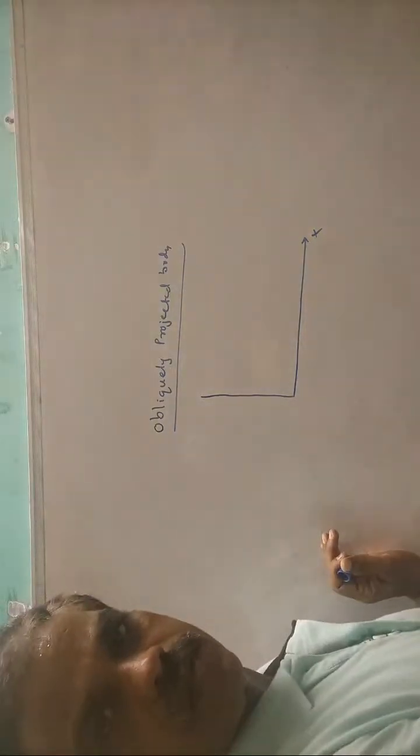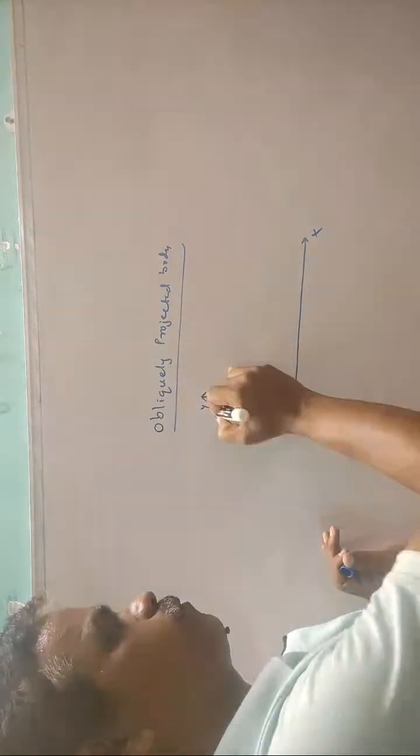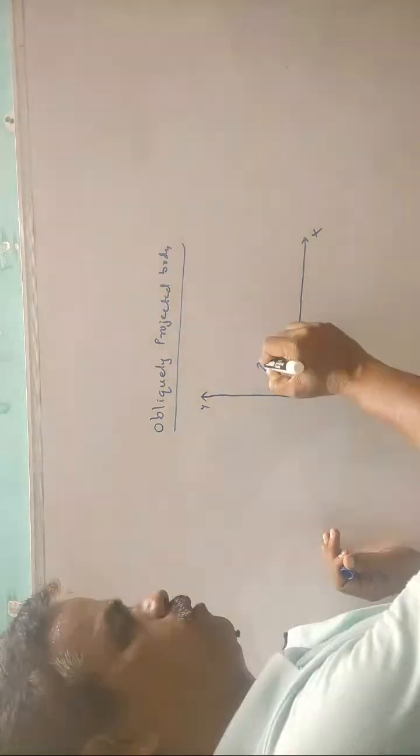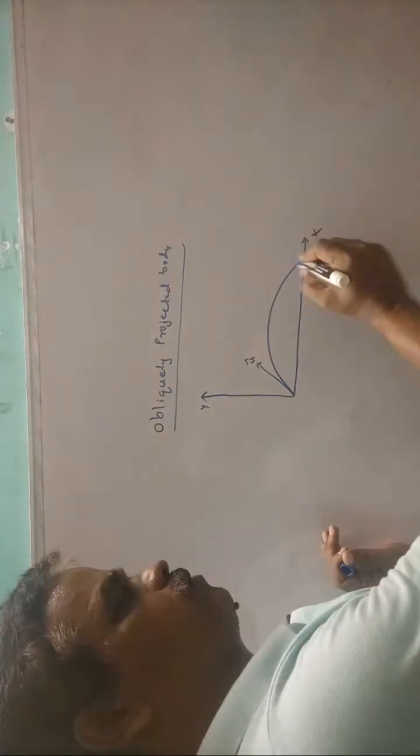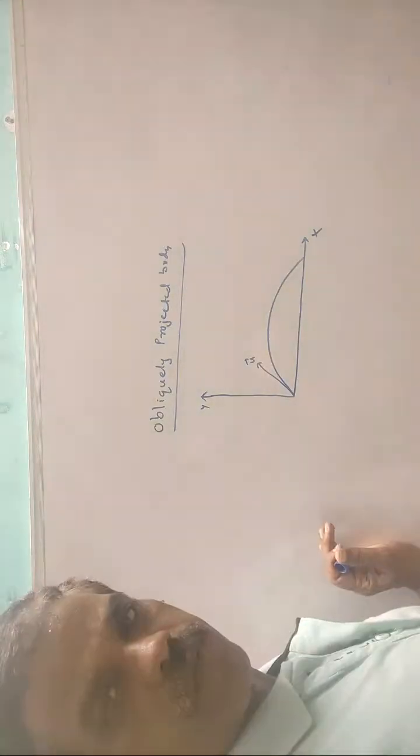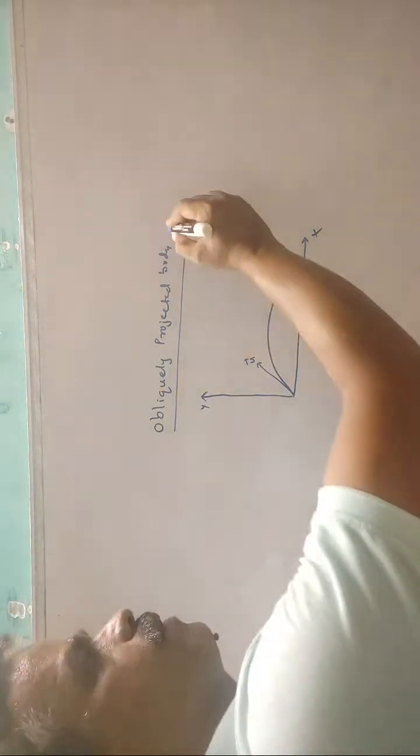This is the x-axis, this will become the y-axis. We projected with velocity u. The path of the obliquely projected body is like this. It is like a parabola.